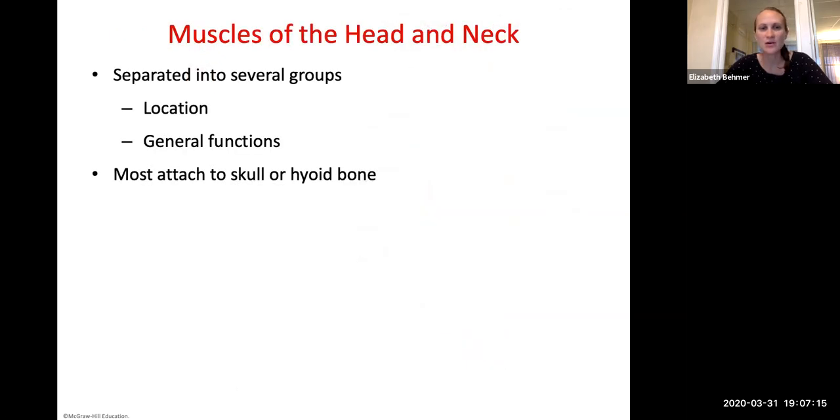All right, so muscles in the head and neck are separated into several groups by location and function. And these muscles are interesting because most of them attach to your skull or your hyoid bone. Remember, your hyoid bone is a C-shaped bone. It just kind of floats around your larynx, and it's not attached to other bones. It's just attached to other muscles and ligaments.